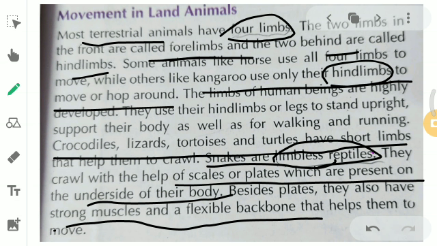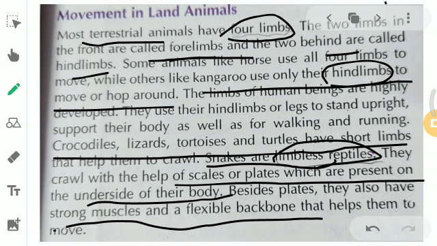How is it possible? The long backbone is flexible, so that's why it forms hoops. With the help of these strong muscles, the flexible backbone helps them to move. Okay, this is the movement in land animals. Do you understand the movement in different animals?